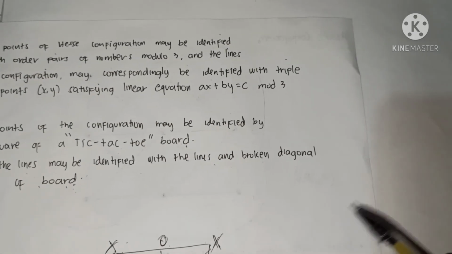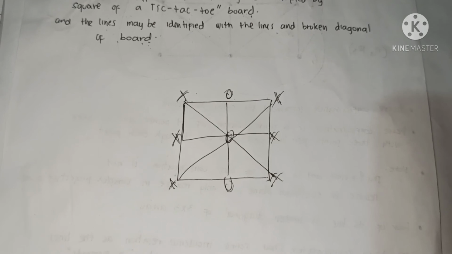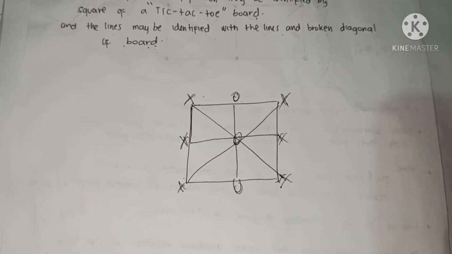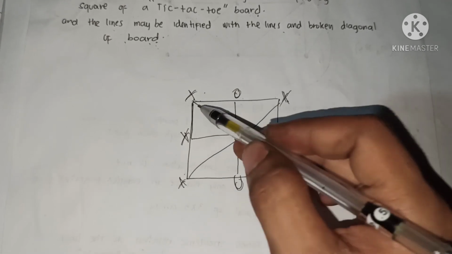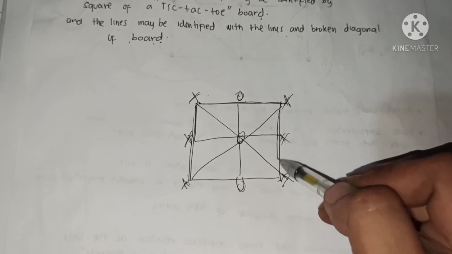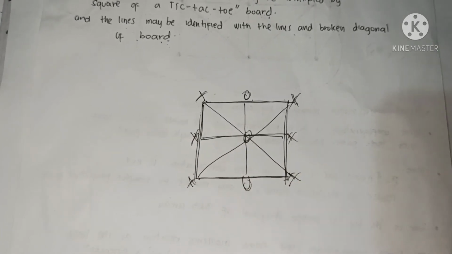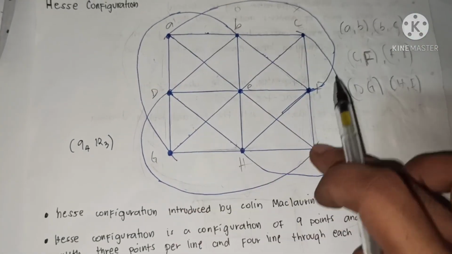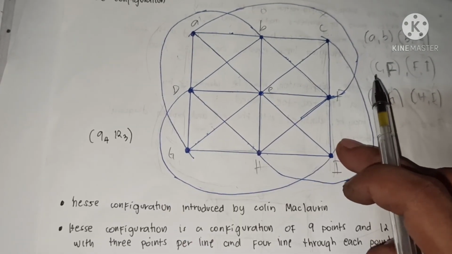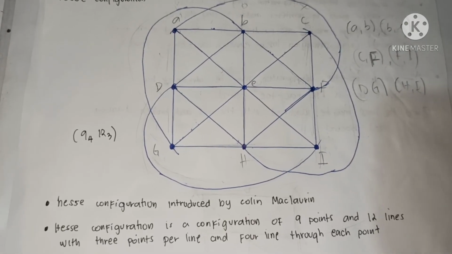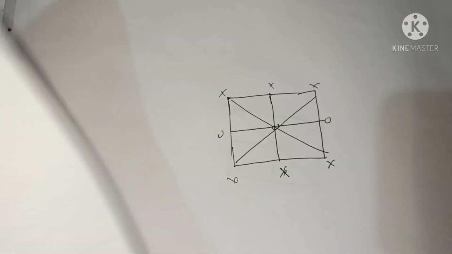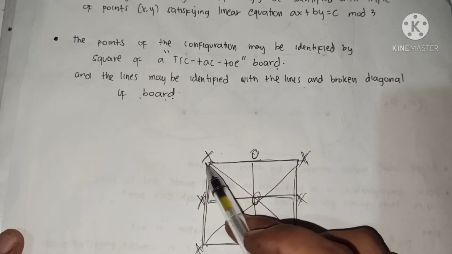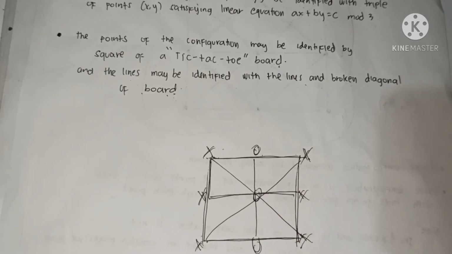A tic-tac-toe board is a board having a 3 by 3 square array. This is an example of a tic-tac-toe board, which is also our Hesse configuration. It is an easy way to find the points and the lines of a Hesse configuration.